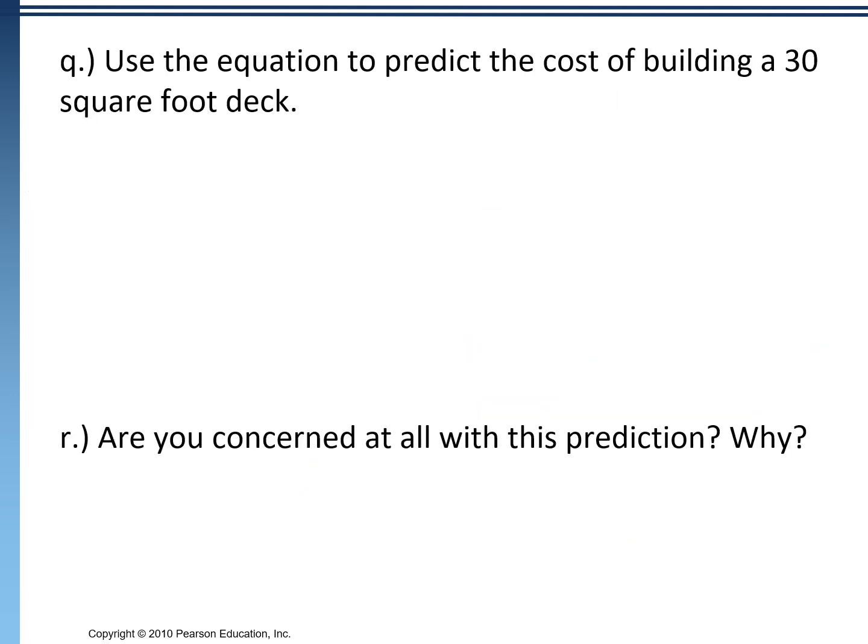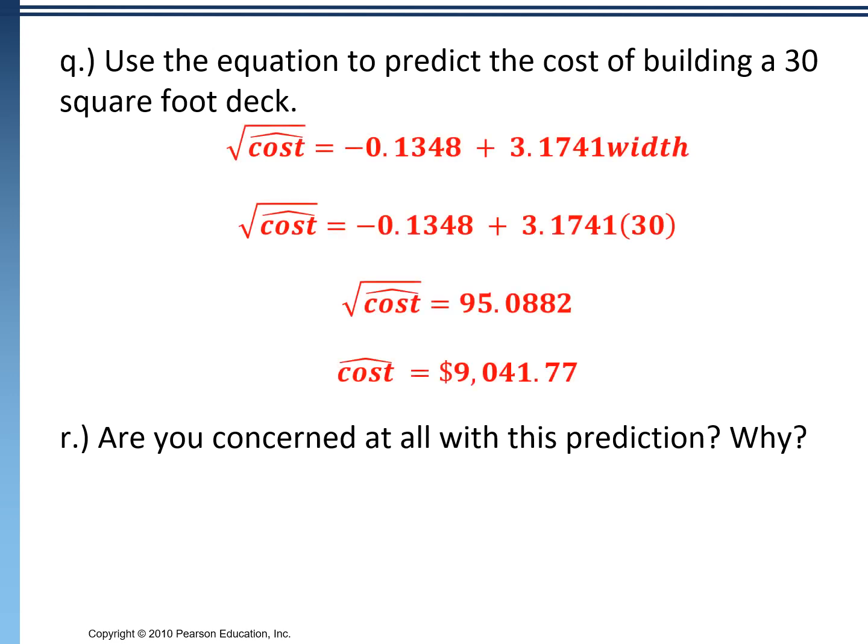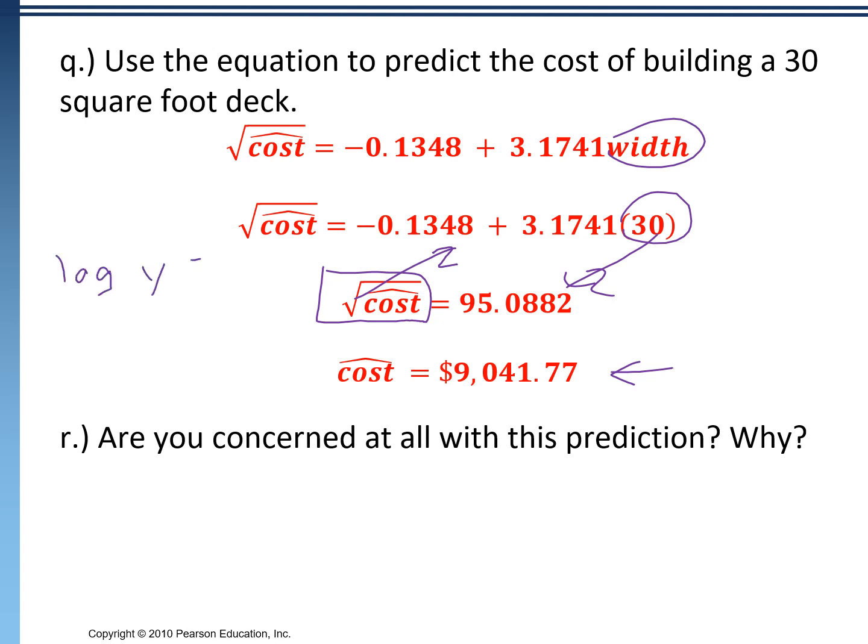Now we're going to use this equation to predict the cost of building a 30 square foot deck. We're going to plug 30 into that equation for the width, and we get 95.0882. Just keep in mind that this equation is telling us the square root of the cost because we re-expressed our data, and now we have to unexpress it. So we have to get rid of that square root by squaring both sides, and that gives us our prediction of $9,041.77.